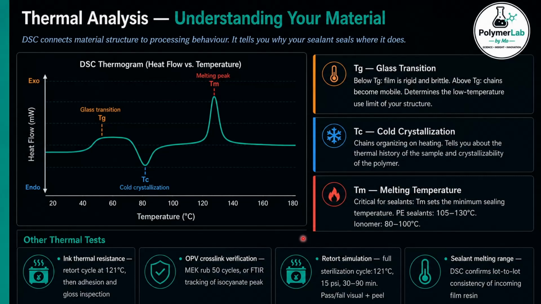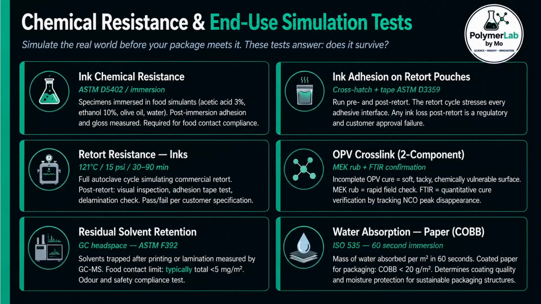Beyond DSC, thermal analysis in flexible packaging includes ink thermal resistance testing, running printed specimens through a full retort cycle at 121 degrees and inspecting for adhesion loss, color change, and cracking, and OPV cross-linking verification, confirming that the overprint varnish has fully cured using MEK, ROP test, or FTIR spectroscopy.